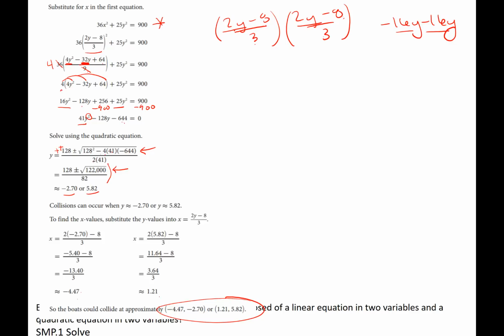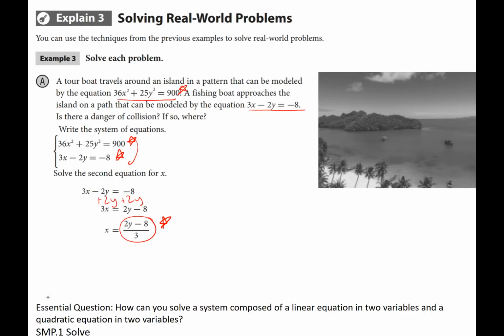So these are the coordinates where the boats could collide. It's not a bad idea to write a concluding sentence on these, because you have to answer the question that was asked, and it says, is there a danger of collision? If so, where? So it's not a bad idea to answer that in a sentence. And then we also get our writing in for that.